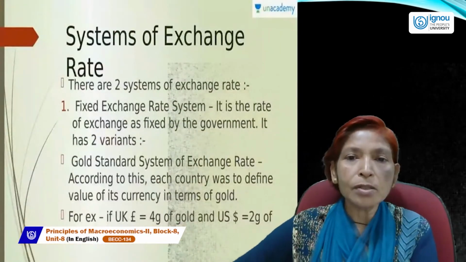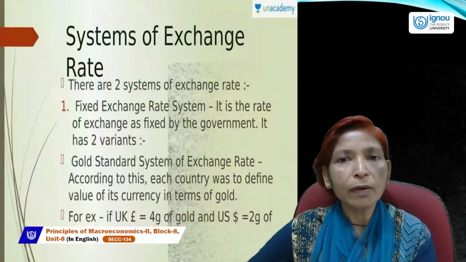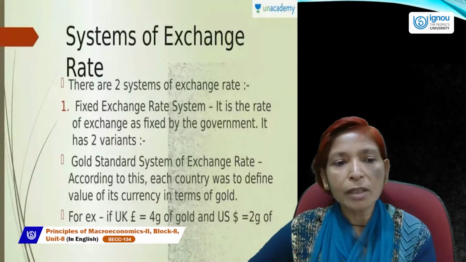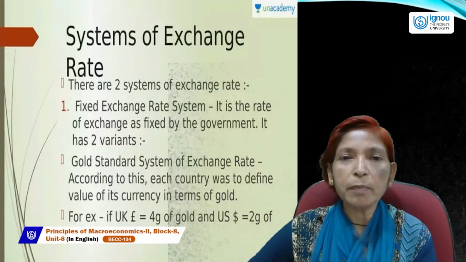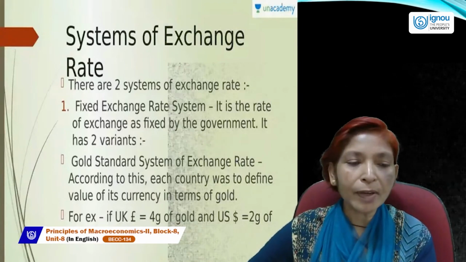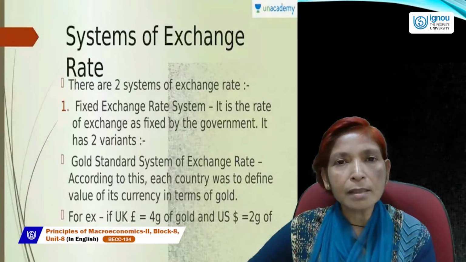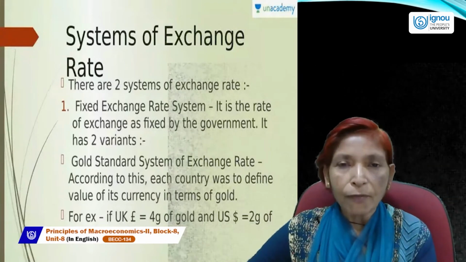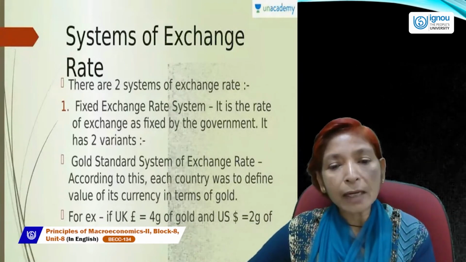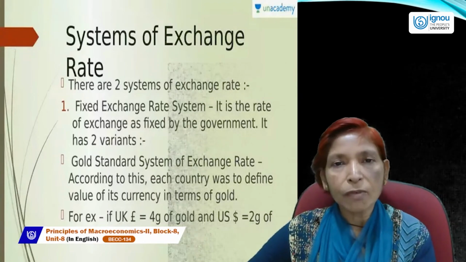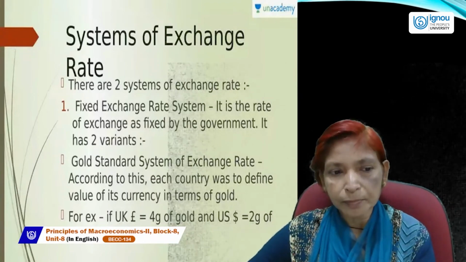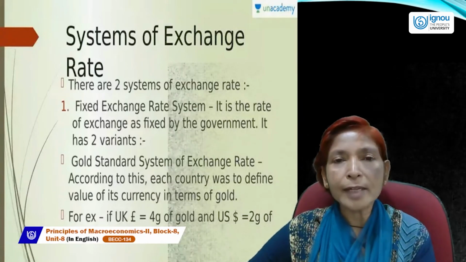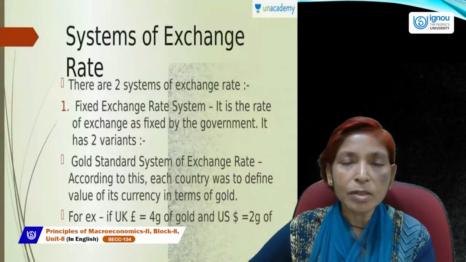Next is system of foreign exchange rate. There are two types of system of exchange rate. Exchange rate is basically of two types. One is fixed exchange rate and another is floating or flexible exchange rate. Fixed exchange rate is that rate of exchange which is fixed by the government. It has two variants. One is gold standard system of exchange rate.